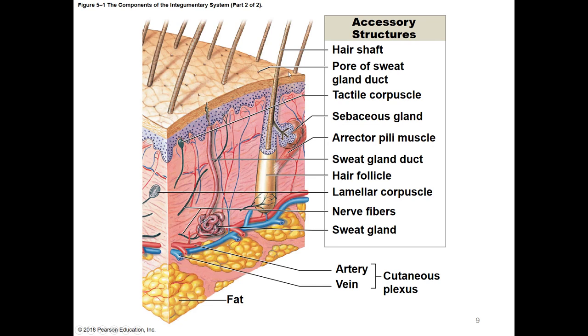So the accessory structures, we have hair, again, we have glands like this one, and also like this one. We have nails in some areas, which we can't see in this particular image, but you can also see blood vessels, and you can see tactile corpuscles, which are going to have to do with the nervous system and sensation. So lots of stuff crammed in the skin.